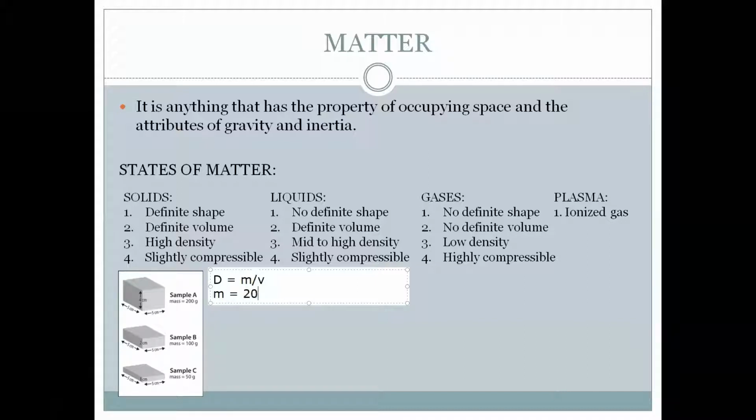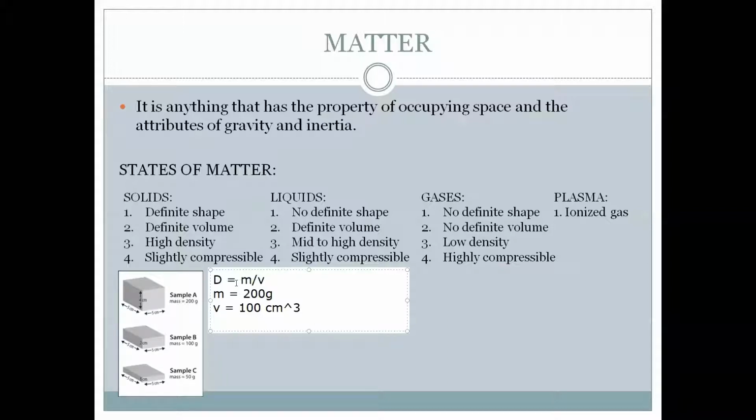We will be going to discuss sample A first. Okay? Tapos yung volume naman, in order for you to know the volume of the cube, you need to multiply the length, width, and height of the cube. So 5 times 5 is equals to 25 times 4 is equals to 100. Okay? Cubic meter. Ayan yung standard units ng volume and mass natin in measuring density.